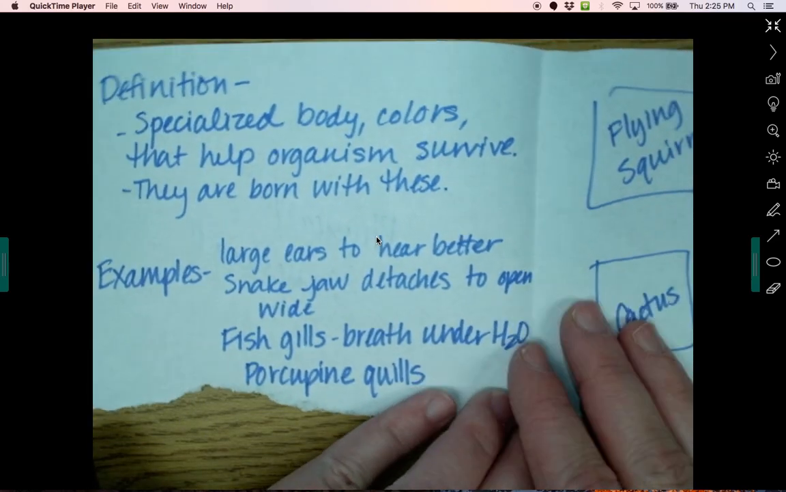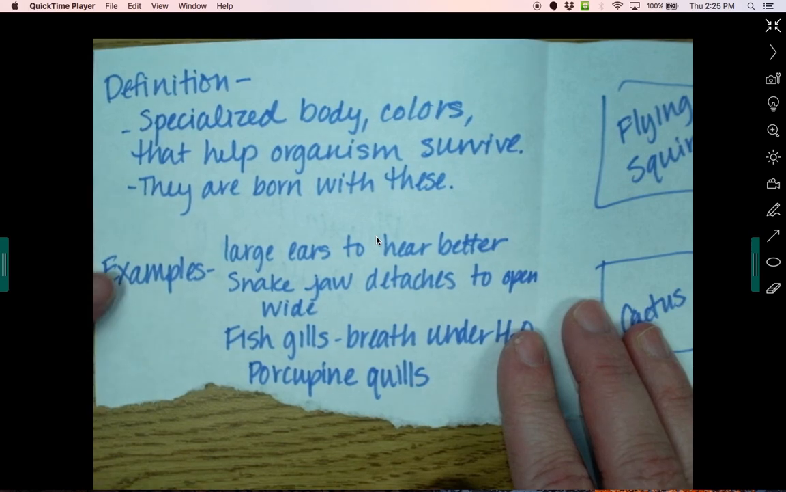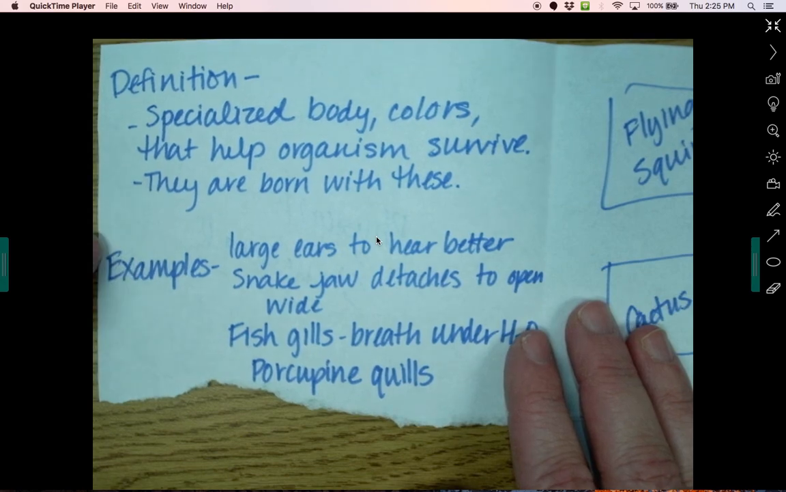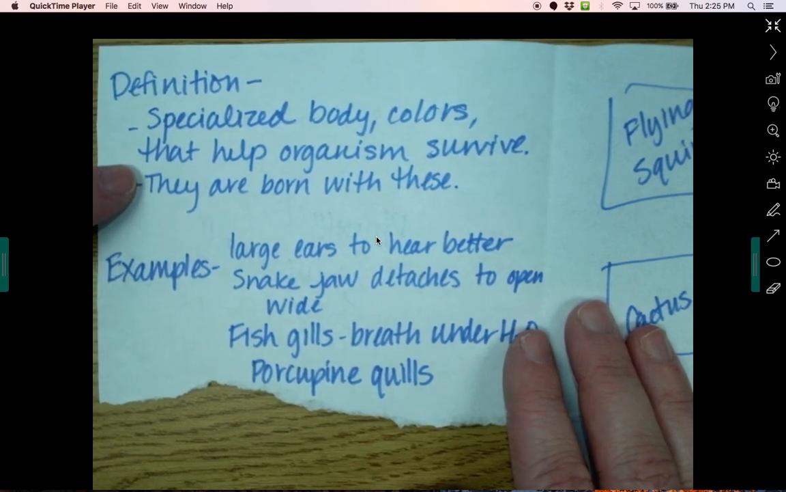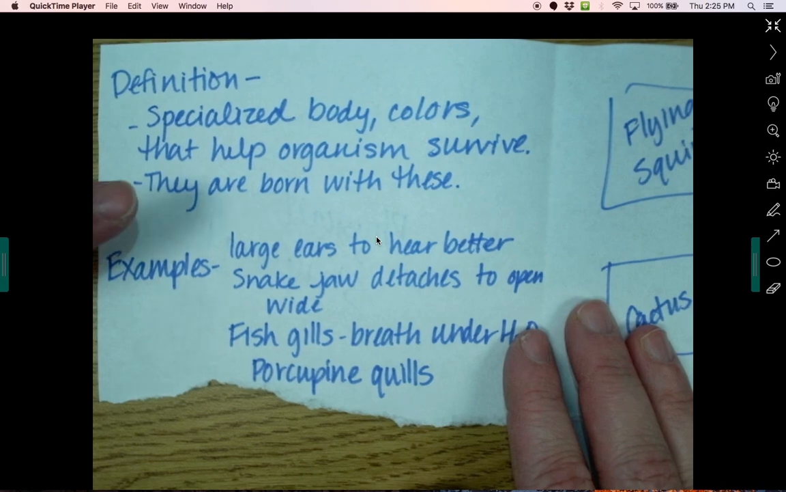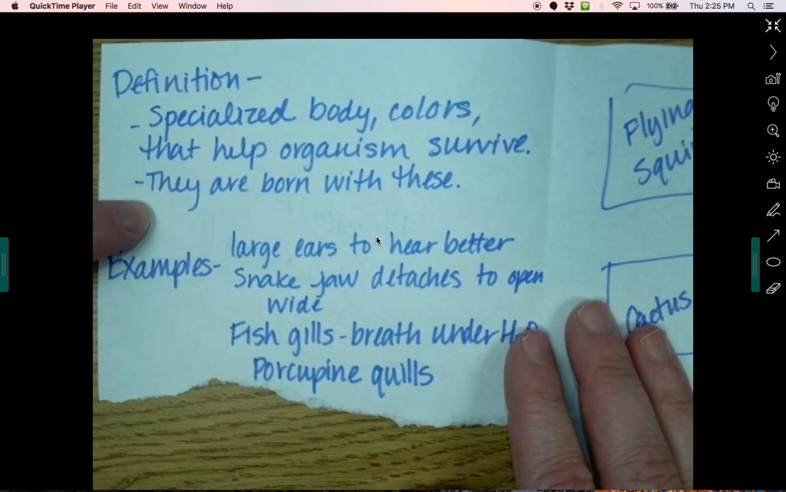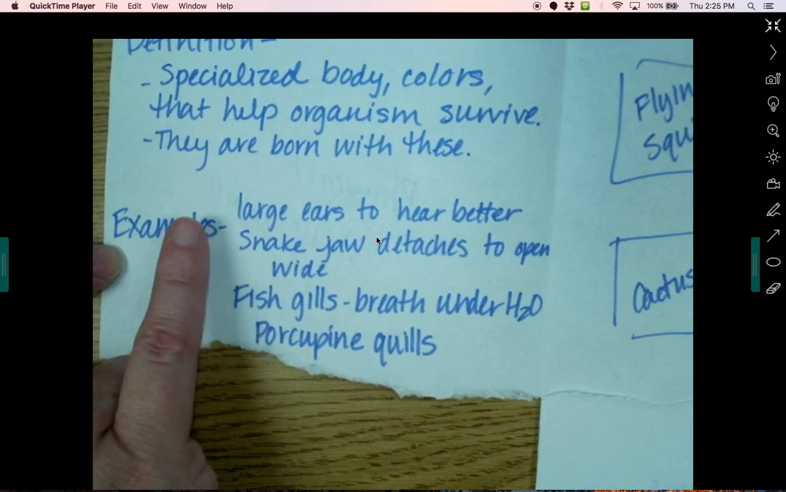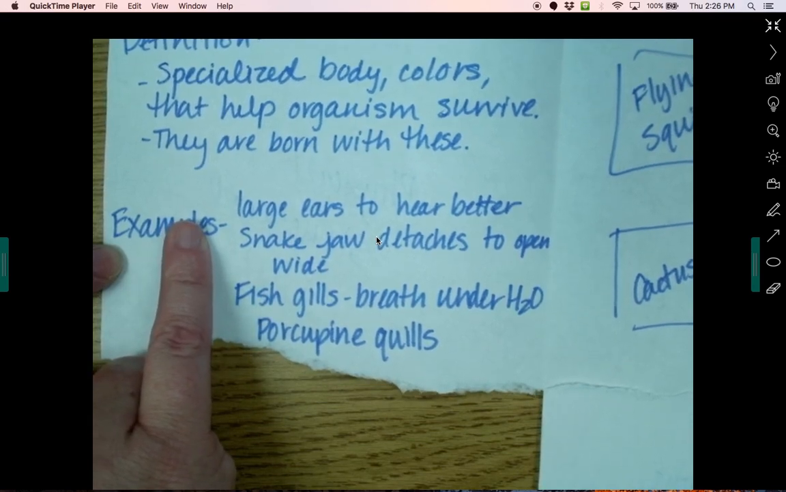If you move over here, we've got the definition. We've got specialized body parts, sorry, I forgot that word, body parts and colors that help the organism survive. They are born with these. They don't decide to automatically have these things appear. They're already there.